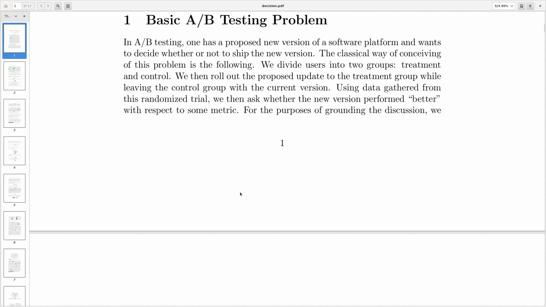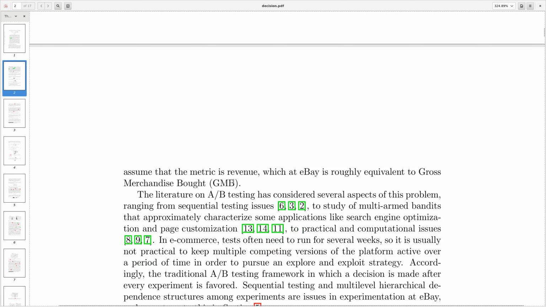Basic A/B testing problem. In A/B testing, one has a proposed new version of a software platform and wants to decide whether or not to ship the new version. The classic way of conceiving this problem is the following. We divide users into two groups, a treatment and a control. We then roll out the proposed update to the treatment group while leaving the control group with the current version. Using the data gathered from this randomized trial, we then ask whether the new version performed better with respect to some metric. For the purposes of grounding the discussion, we assume that this metric is revenue, which at eBay is roughly equivalent to the gross merchandise bought.